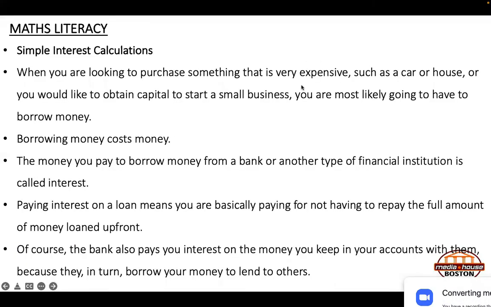Right, so as I was saying about borrowing costs money. Now guys, why do you think borrowing costs money? Because there's interest. But like why? Why are they charging interest? Why don't they just say, okay, here's 10,000 rand? Who wants to guess why? Yes, Trigger.